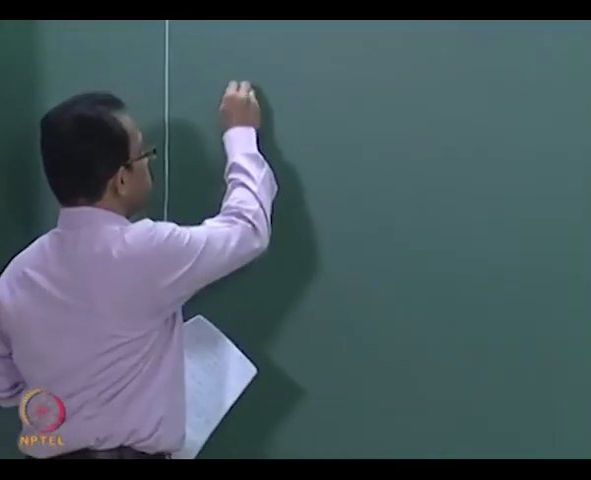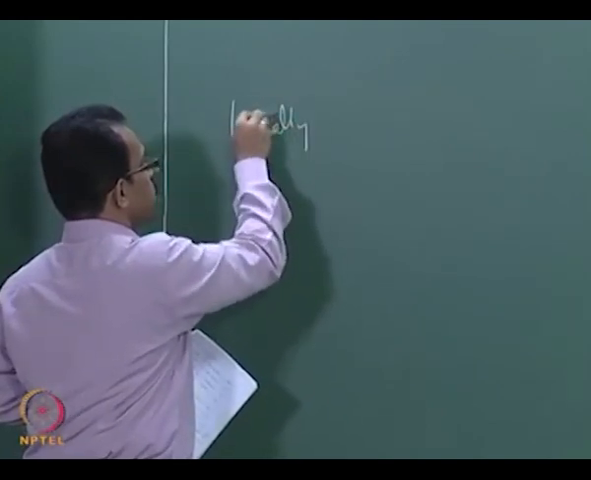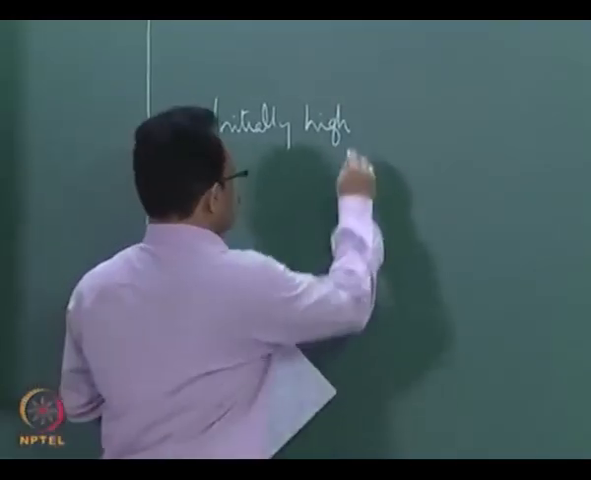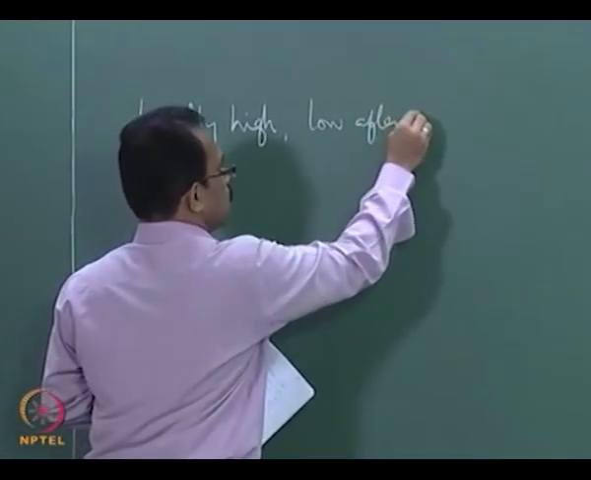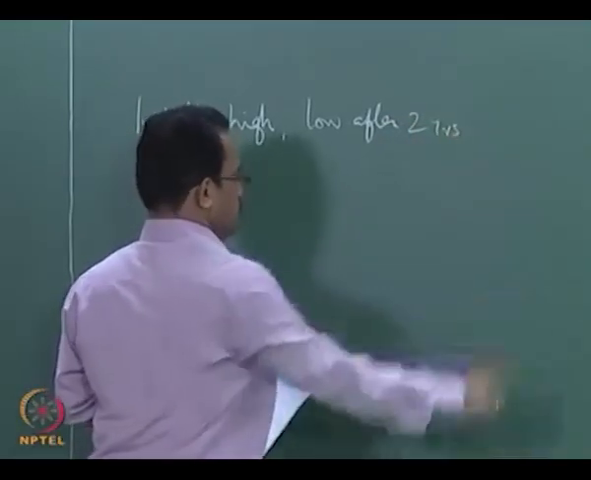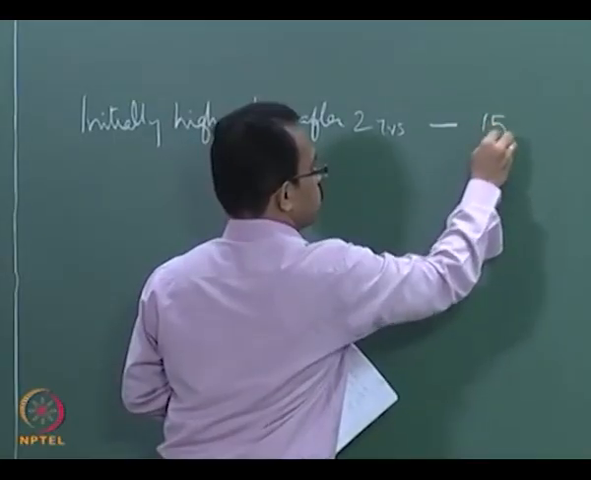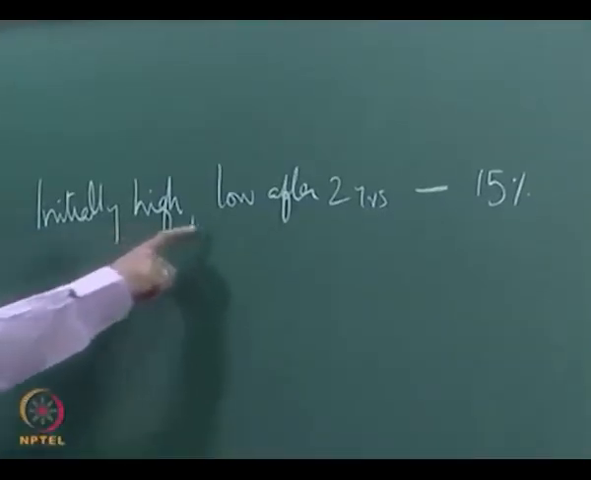So we have this initially very high demand, and low after 2 years. So that was one case. There we have this probability of 15%, or we can put it in percentage. 15% is the possibility of this situation.